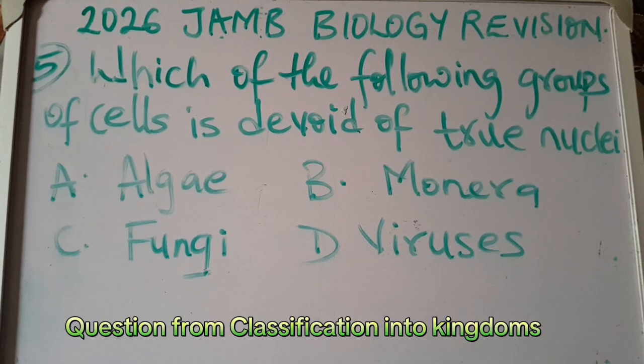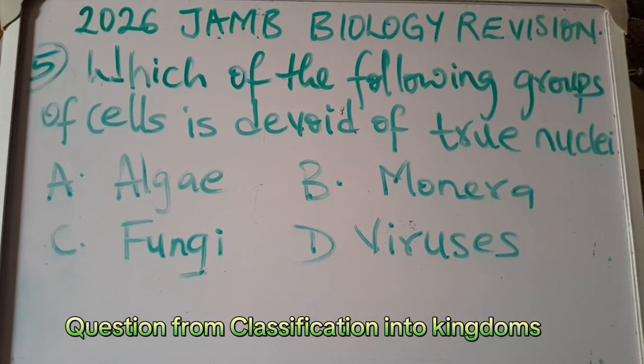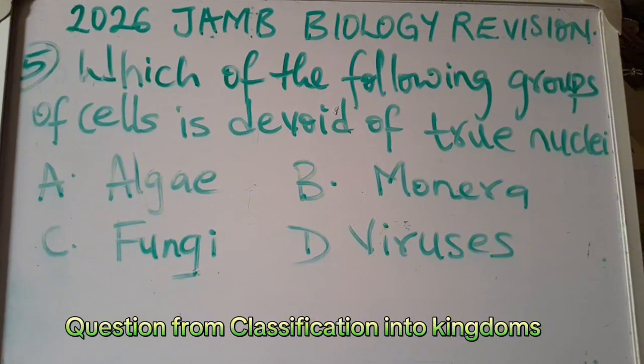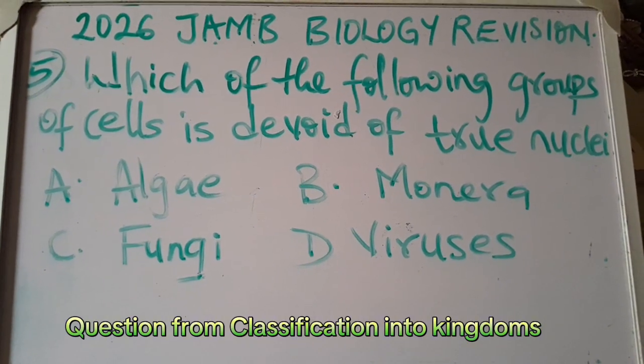We'll start with algae. Algae, what are they? Algae are actually microscopic. They are plants because they have chlorophyll, but they're not true plants.